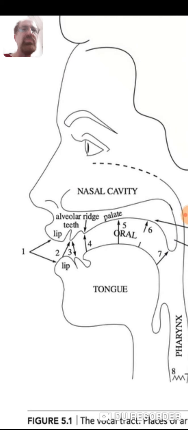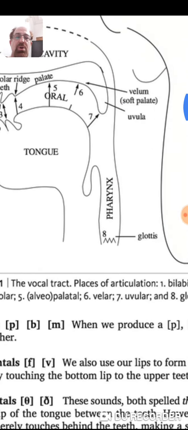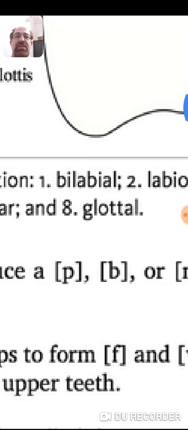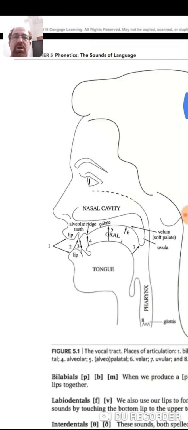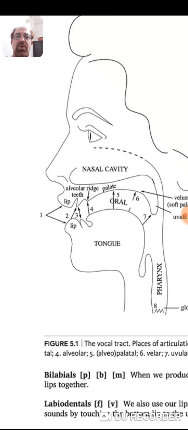A group of sounds in English are produced with the help of the upper lip and the lower lip. We call these sounds bilabial. You go to number 1 below, and you see that it is called bilabial. Bi means 2, of course. Labia means lip. Bilabial is the adjective form of using 2 lips.